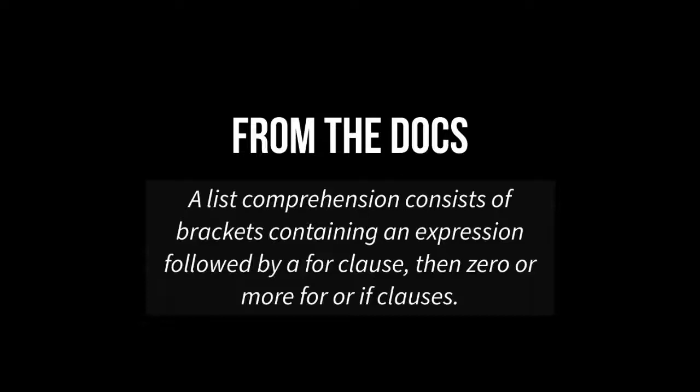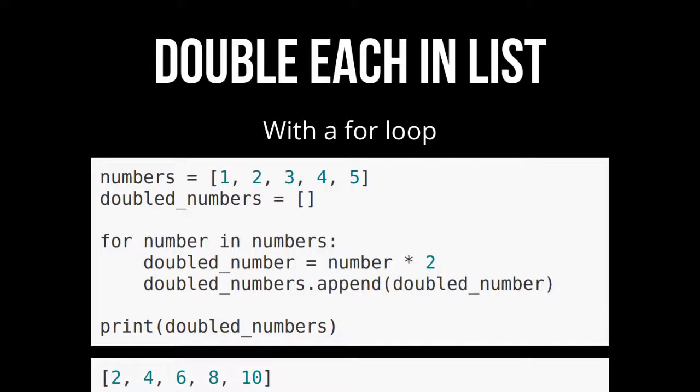A list comprehension consists of brackets containing an expression followed by a for clause and then zero or more for or if clauses. All right. So hopefully you're sticking with me here. What we're going to do is double each number in this list. This first one is going to be done with a for loop, which you're probably already familiar with. We've got a list of numbers: 1, 2, 3, 4, 5, and then we've got an empty list of the doubled numbers.